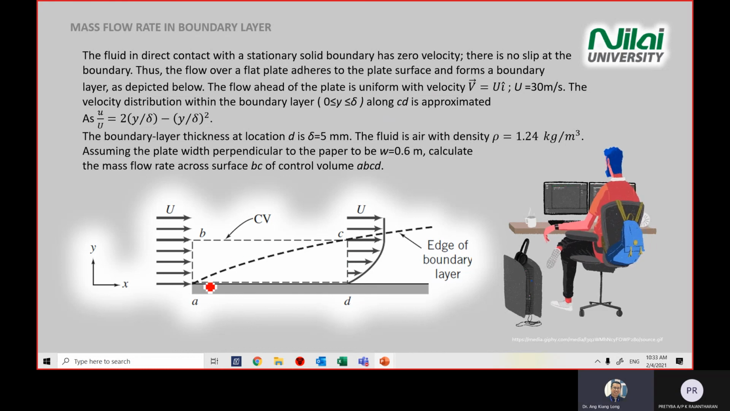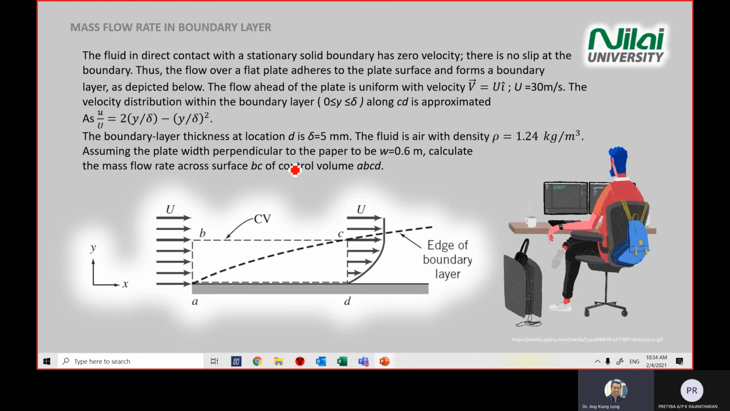So you know that the boundary layer, after a certain distance A to D, the boundary layer thickness at location D will be 5 mm. The density is given, so of course in ANSYS you need to check whether you use the correct medium or correct material. So you need to set it correctly. The fluid is air. Okay, we're having air here. Previous example is water, so this one is air. In ANSYS, by default it is air. You need to do some setting if you use water.